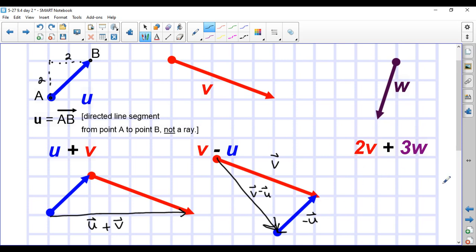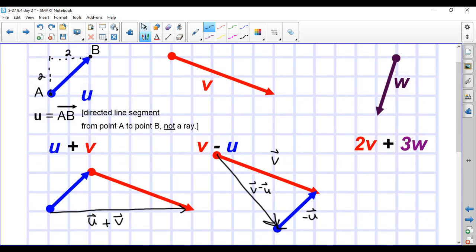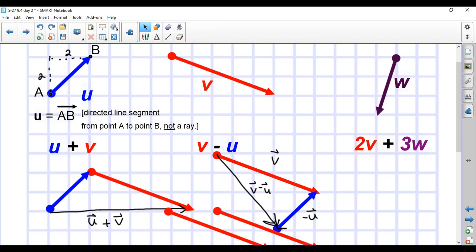And we can add vectors. This is 2v plus 3w, and I'm going to need some more room to do this, so I'm going to bring v down here, another v down here. I'm going to do this down below, and then 3w.